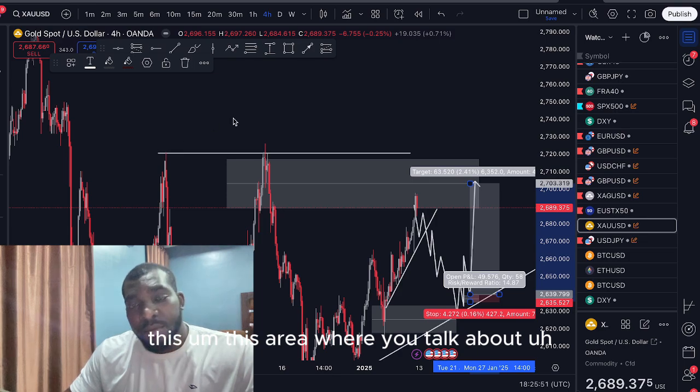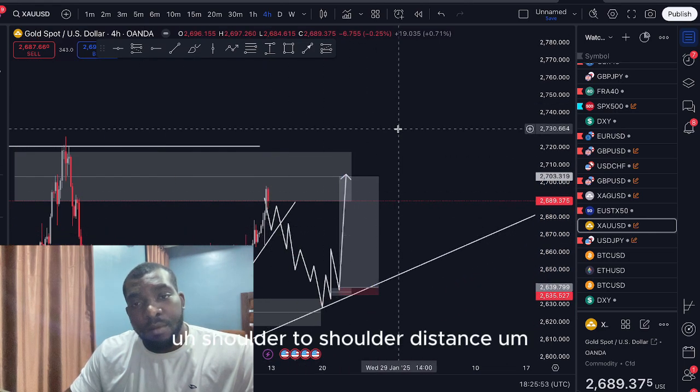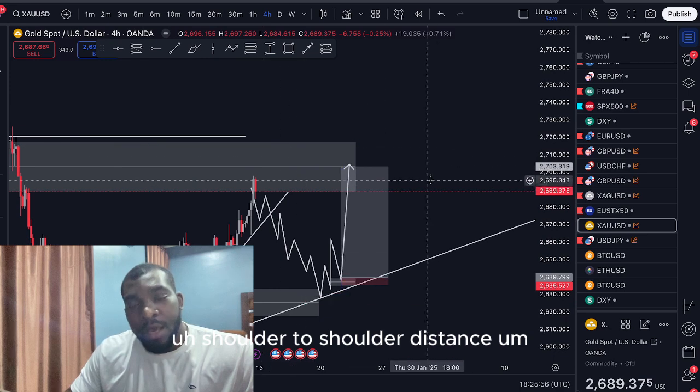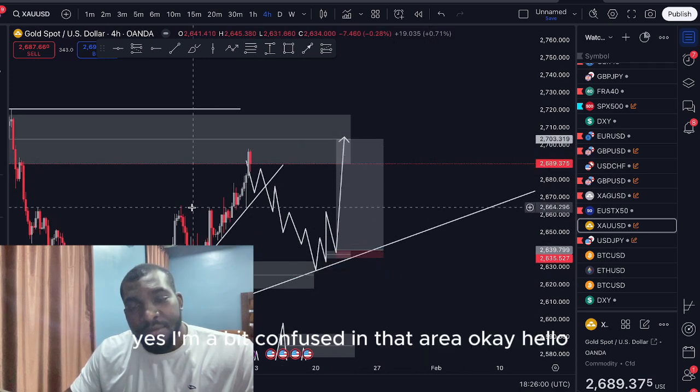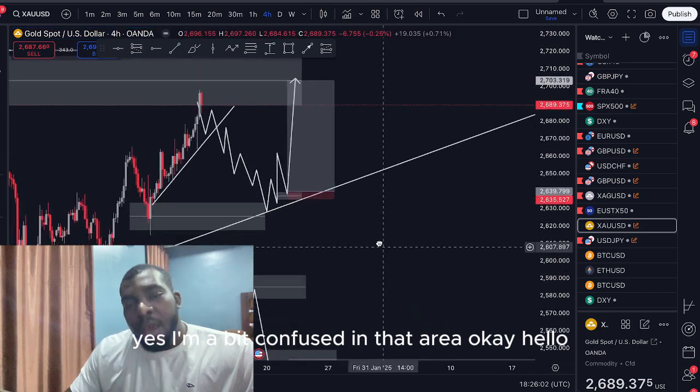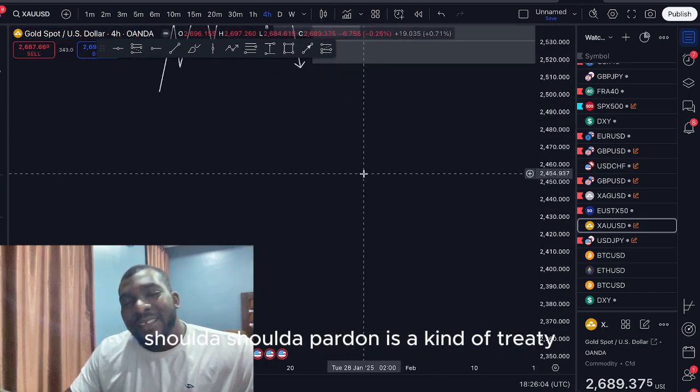This area where you talk about shoulder to shoulder, this thing. Head and shoulder pattern. Yes, I'm a bit confused in that area. Okay. Head and shoulder pattern is a kind of trading.